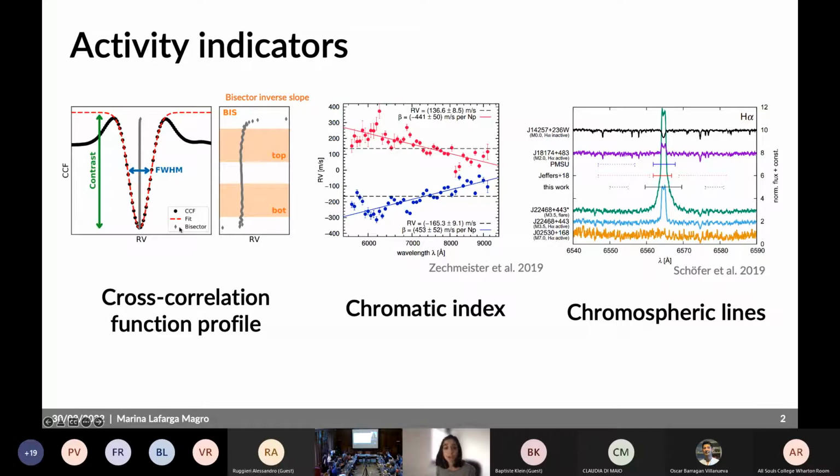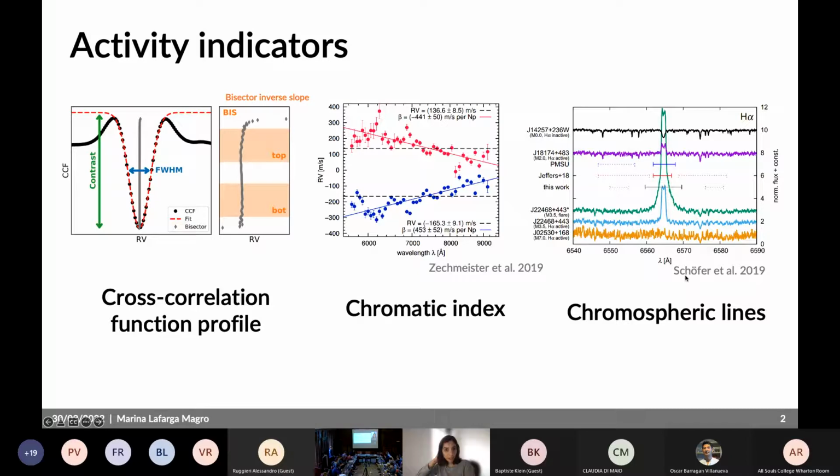On the left I have a cross-correlation function, which I will be calling CCF, and here I have some parameterizations of its profile that trace activity, such as the full width at half maximum, the contrast, or different parameterizations of the bisector that trace the asymmetry of this cross-correlation function. Then in the middle I have the chromatic index. That's just a measurement of how the radial velocity changes as a function of wavelength, because as you know, stellar activity is chromatic, so this indicator measures the slope of the radial velocity with the color.